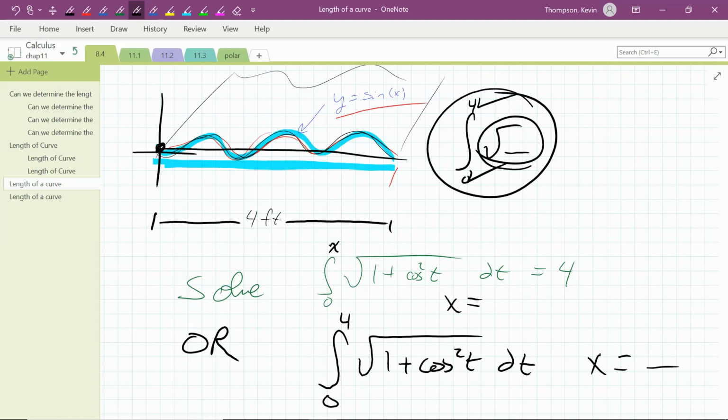So there are two things being said, okay? Some people are making an upper limit, some people are solving to get an upper limit.